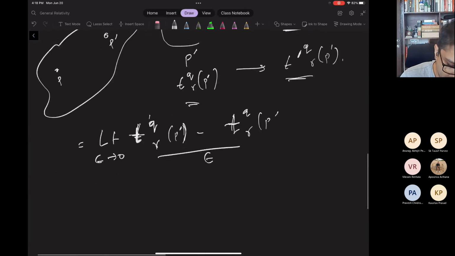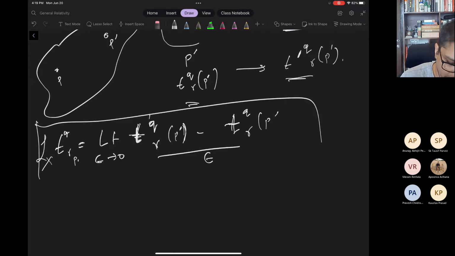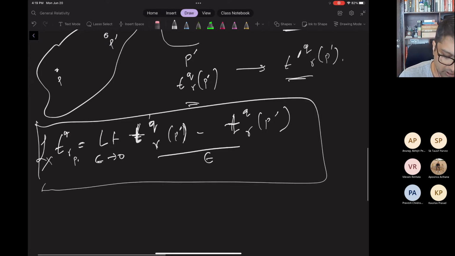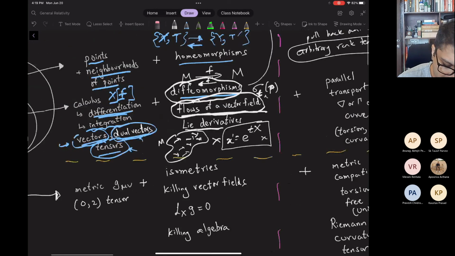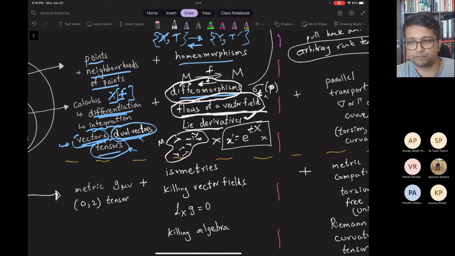And this defines for us a Lie derivative L_X of this tensor at the point P. So this allowed us to define the notion of Lie derivatives: it's the flow of tensor fields under some smooth vector field.